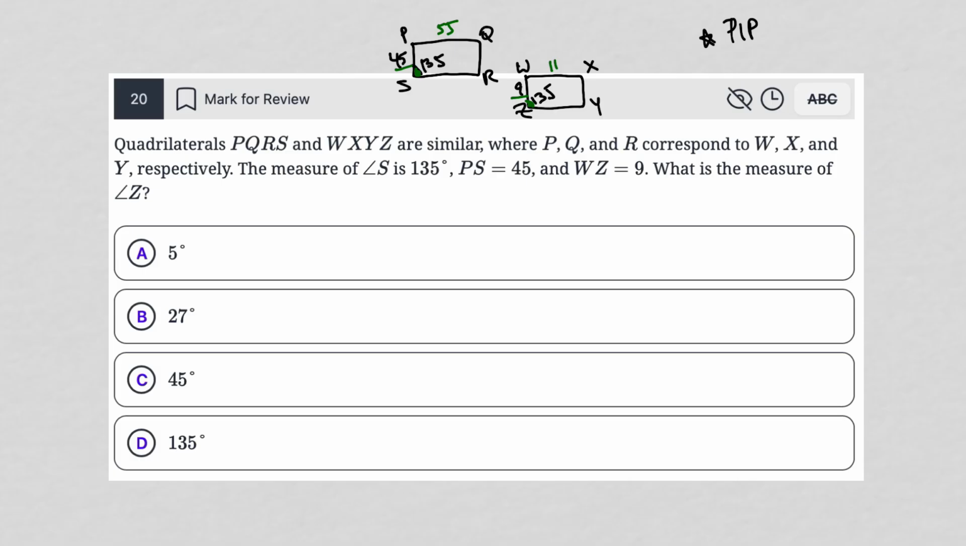But when it comes to the corresponding angles, they are always equal. So angle S and angle Z must both be the same, and that is 135 degrees. So actually, this question is not too bad at all. Choice D is the correct answer here.